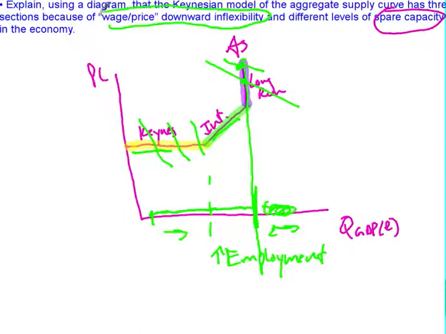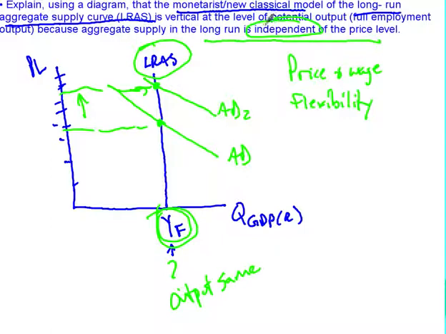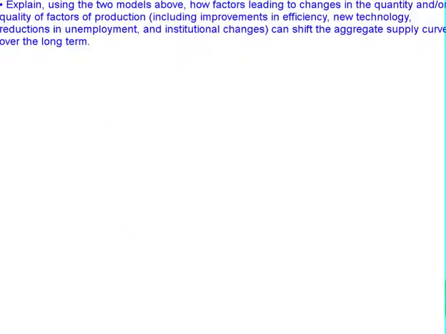This is a big distinction between Keynes and the monetarists and New Classical, because they believe that prices and wages are flexible. All right. Now one more slide.